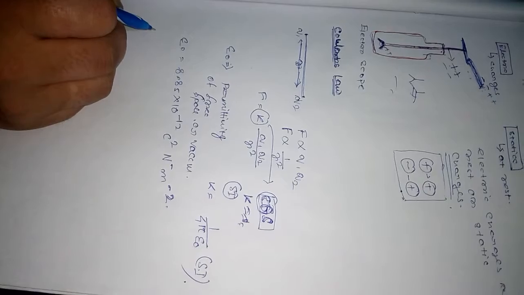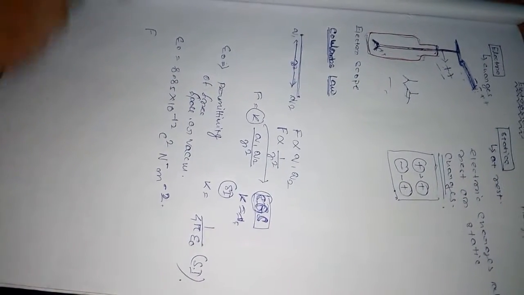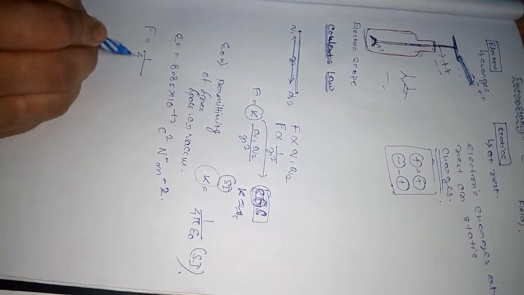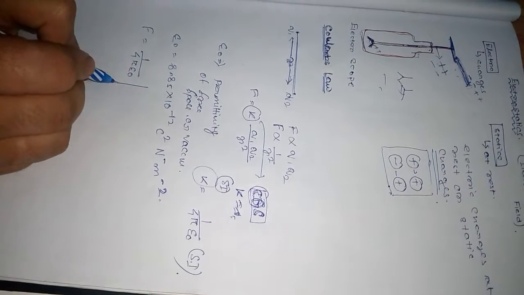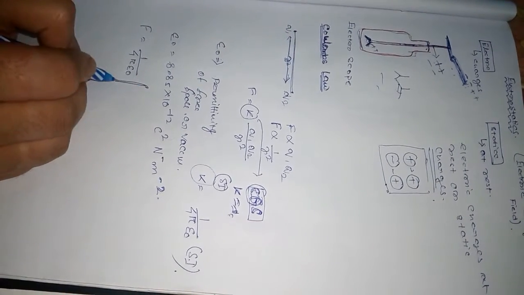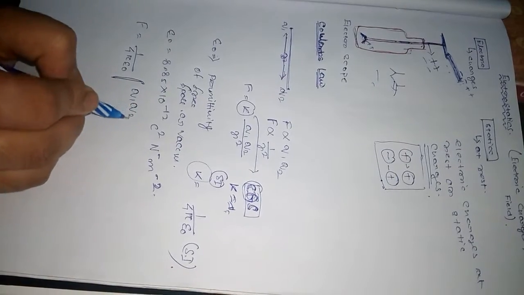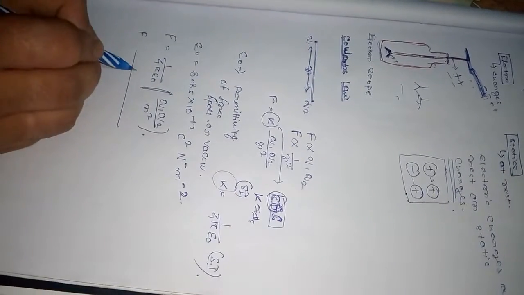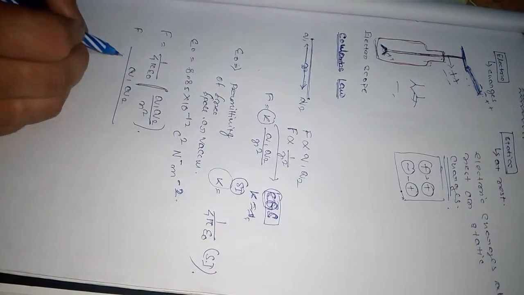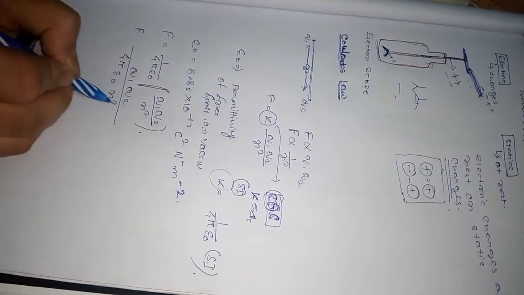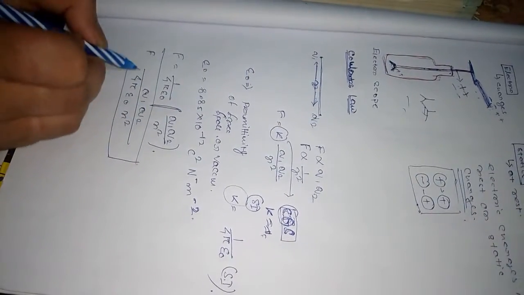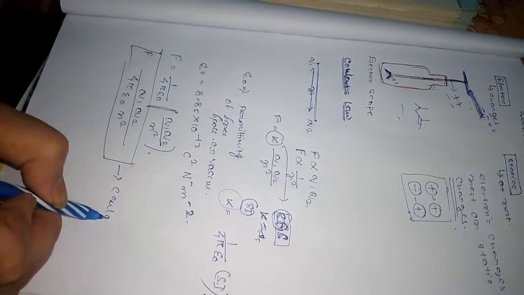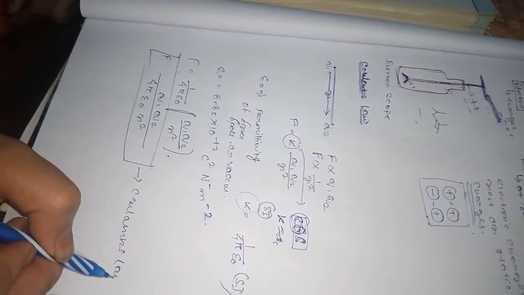So we can write the force between them in the SI system. If we replace K in the SI system with 1 by 4 pi epsilon naught, F is equal to Q1 Q2 by 4 pi epsilon naught r square. This is Coulomb's law.